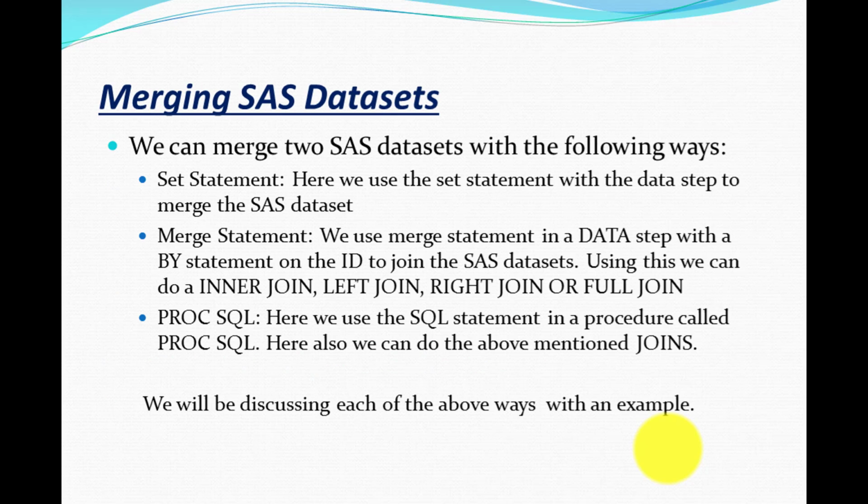So merging SAS datasets. Basically, we can merge two or more SAS datasets in the following three ways. The first one is the set statement. Here we use the set statement in a data step to merge the SAS datasets. The next one is the merge statement. We use the merge statement in the data step with the by statement on the ID to join the SAS datasets. Using this we can do different kinds of joins like inner, left, right or the full join.